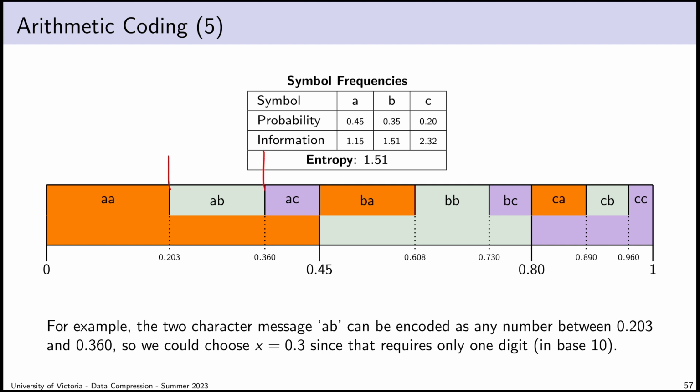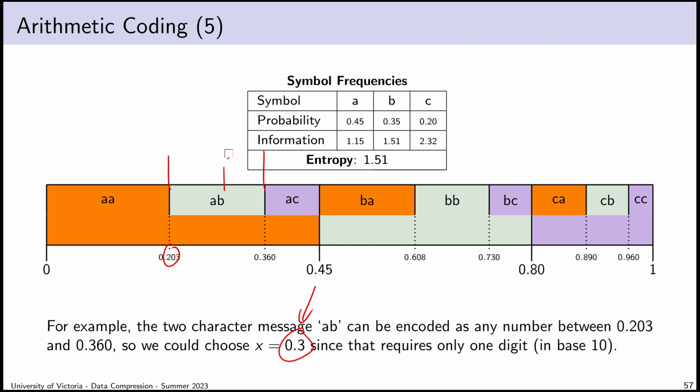So in base 10, I might give you 0.3, because in base 10, 0.3 is 1 decimal place. I don't need to encode 0.203 if I can instead just give you 1 decimal place, because as it happens conveniently, 0.3 falls inside of this interval. So notice what I did there. I can choose any value from the interval, so I choose one that's convenient. And convenient usually means requires very few digits to send.